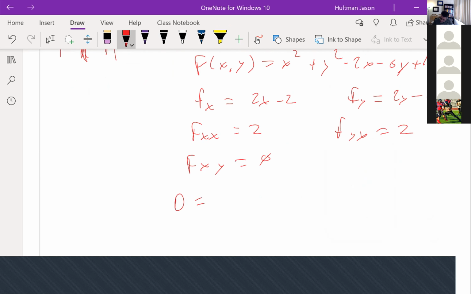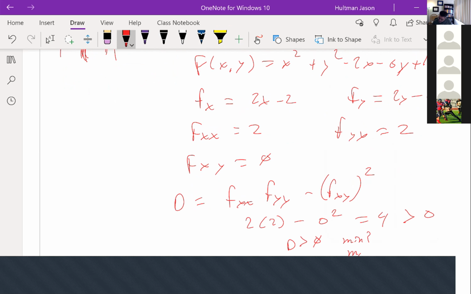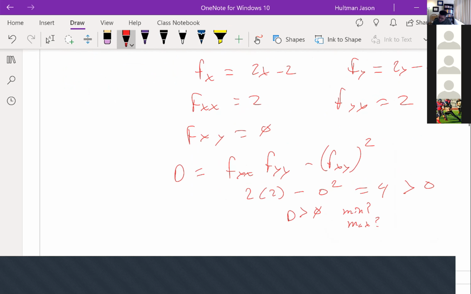So D is equal to f sub xx times f sub yy minus f sub xy squared. So this is 2 times 2 minus 0 squared, which is 4, which is greater than 0. So we know that we have a local min or a local max because D is greater than 0. Minimum, maximum, we don't know. What's going to tell us is whether this thing is concave up or concave down in the x direction.